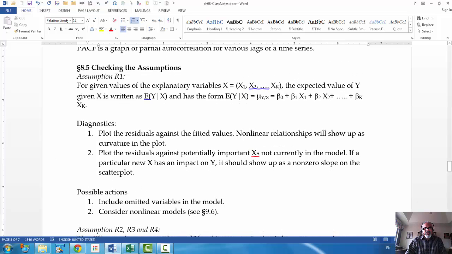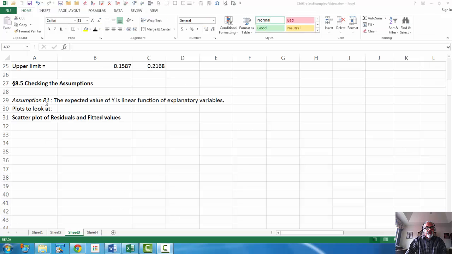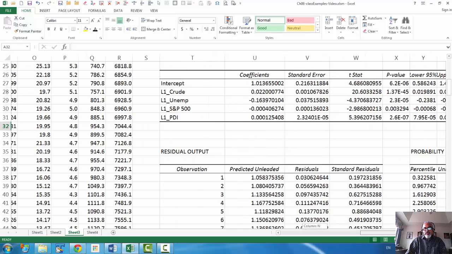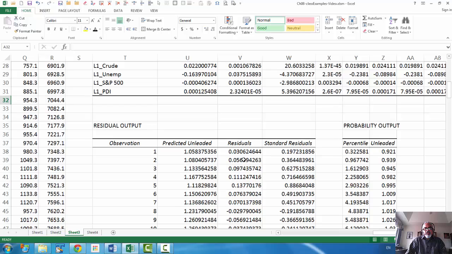So let's look at the first assumption in Excel. The first assumption, R1, is that the expected value of y is a linear function of the explanatory variables, the x variables. So we're going to look at the plot of the residuals and the fitted value. We've already generated the output here. So here are the residuals and the predicted y, that's your fitted value. Remember, predicted y is the fitted value.